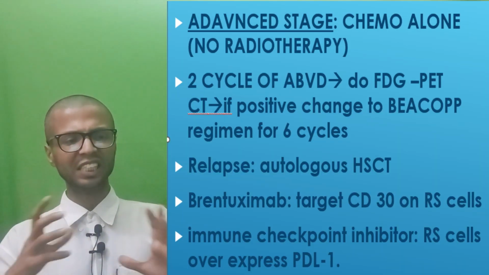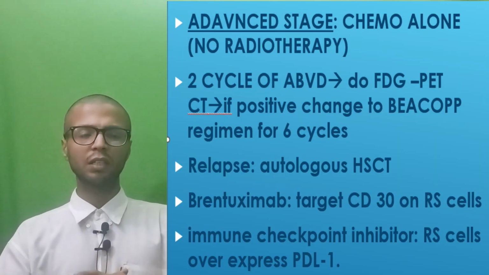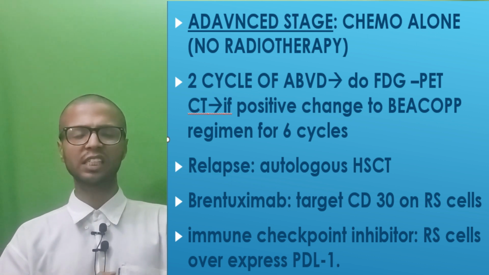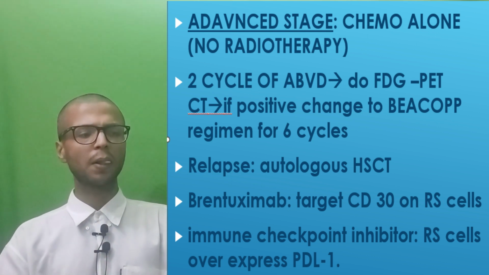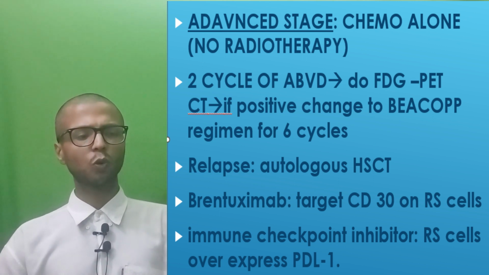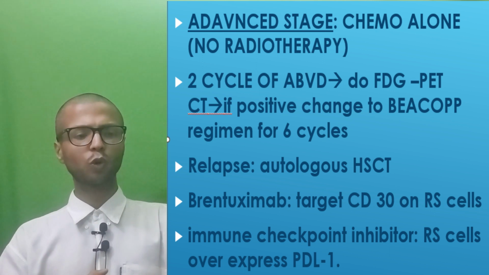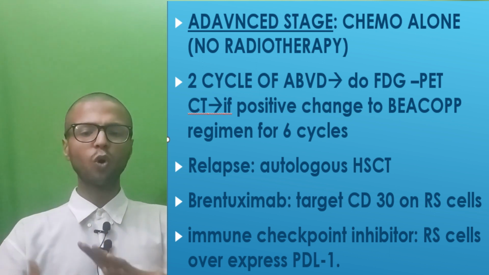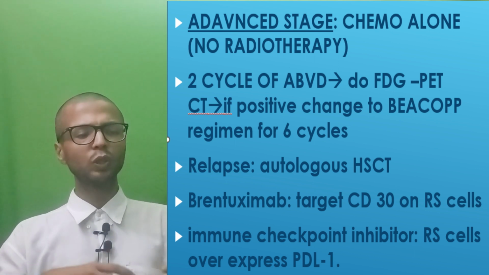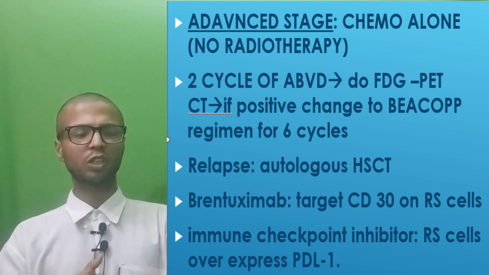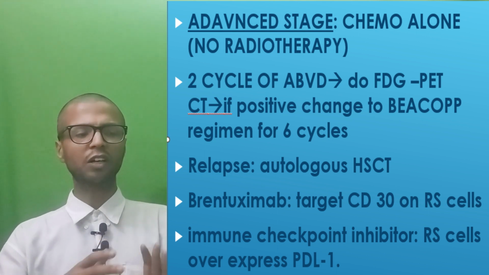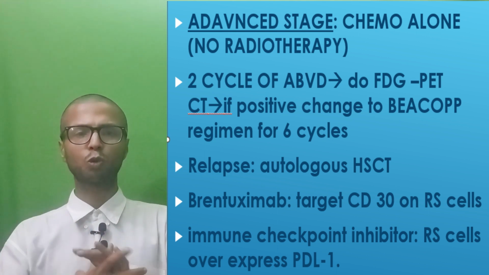And for advanced stage, we don't give radiotherapy. Initially I told you that we give ISRT in early stage, but here we don't give radiotherapy. Here we go for 2 cycles of ABVD, then do a fluorodeoxyglucose PET scan, and if you see there is no remission, then we can change to BEACOPP regimen for 6 cycles. But if there is remission after 2 cycles, then we can continue the ABVD regimen for 4 to 6 cycles.